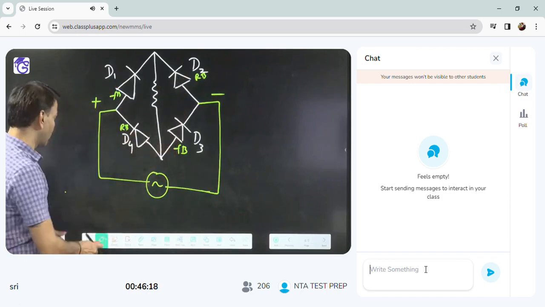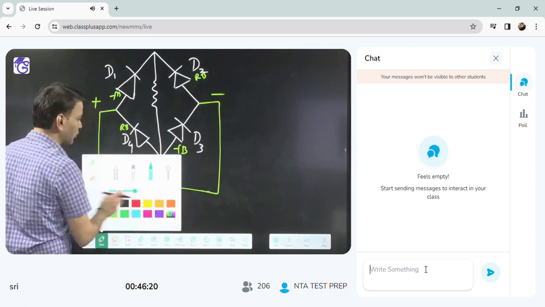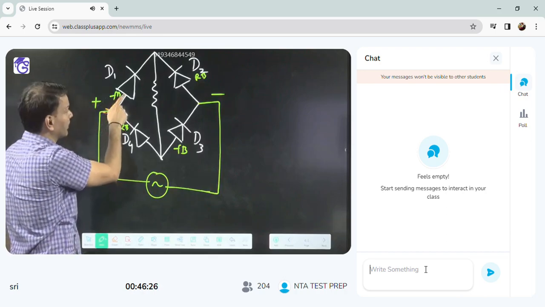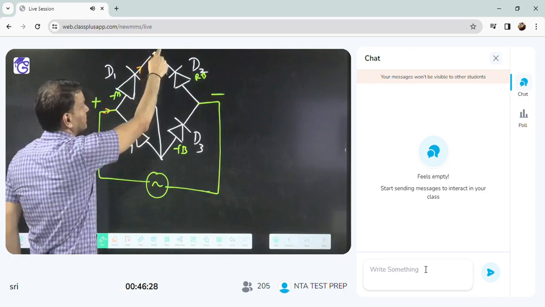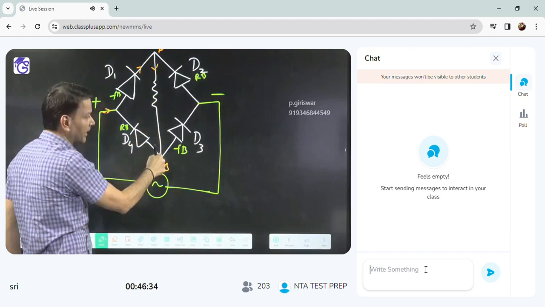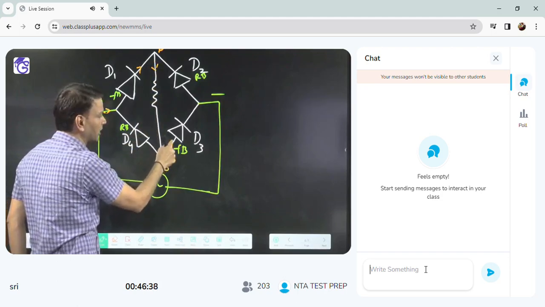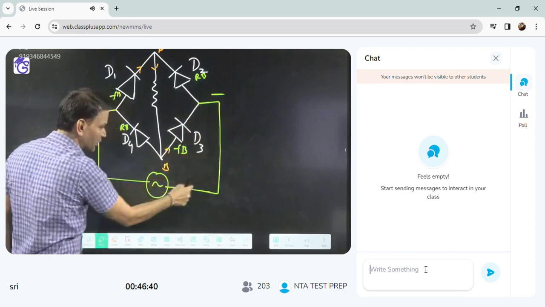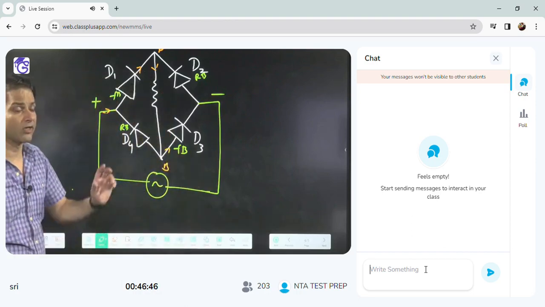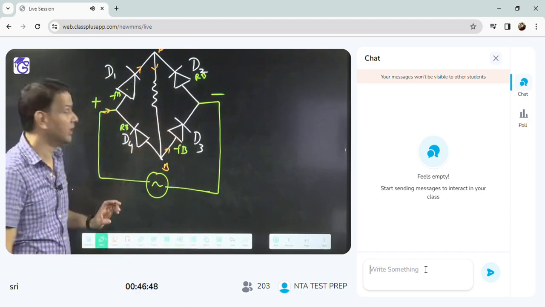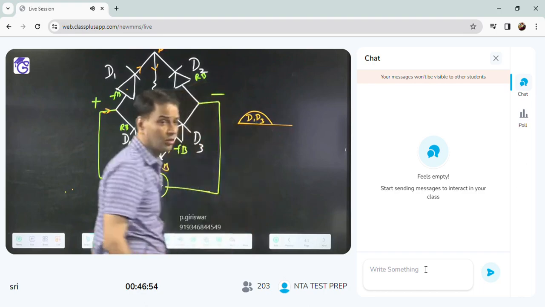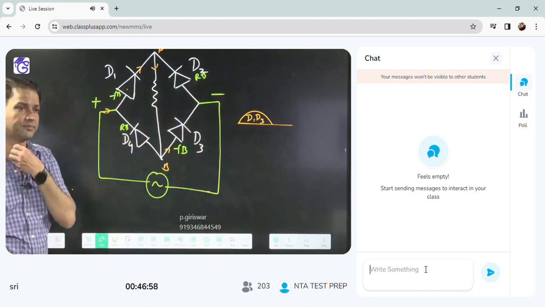Okay, now how will the current flow? In the positive cycle, current will go from here. D1 is in forward bias, so it will conduct the current, and the current goes through the load from A to B. Then D3 is in forward bias, the current goes through D3 and comes back to the negative. So current flows through the resistor from A to B, yes or no? The first cycle flows due to D1 and D3. Everybody understood or not?